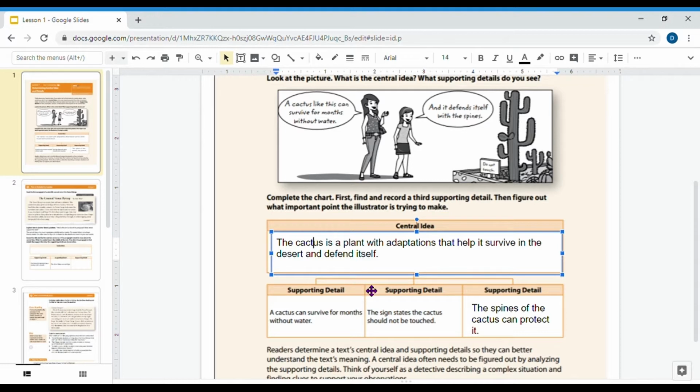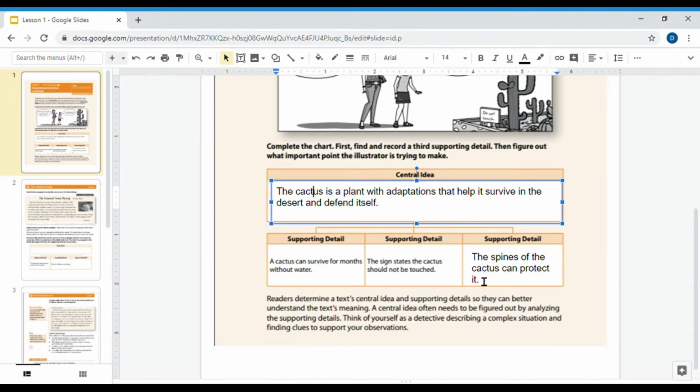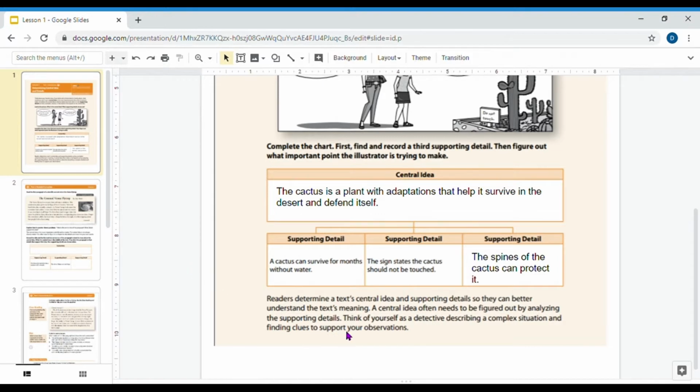So I came up with this central idea after looking at my 3 supporting details and figuring out what they have in common. Let's continue to read. It says, readers determine a text's central idea and supporting details so they can better understand the text's meaning. A central idea often needs to be figured out by analyzing the supporting details. Think of yourself as a detective describing a complex situation and finding clues to support your observation. I think that's really important information. A central idea often needs to be figured out by analyzing the supporting details. That seems like a very, very important piece of information.